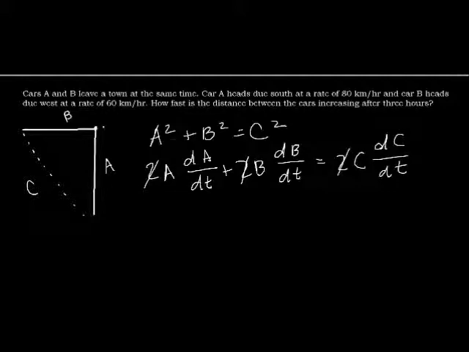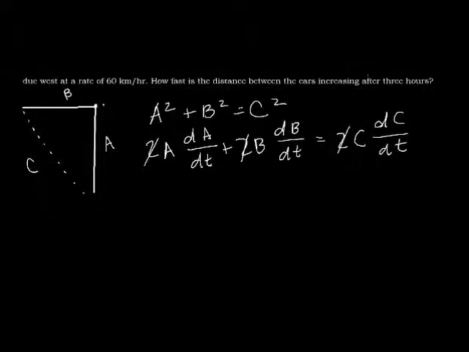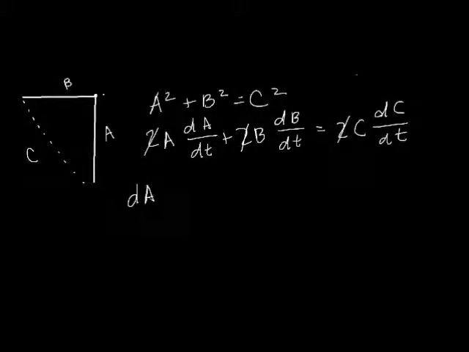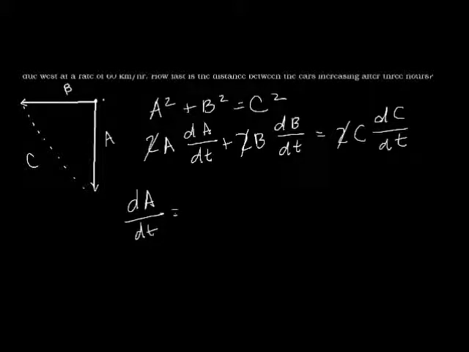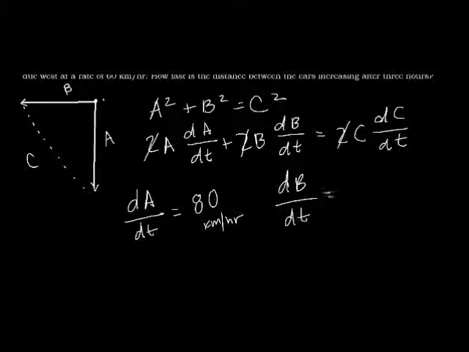So what do we know? We know that dA dt is the rate at which A is leaving town, and the problem tells us that it's going 80 kilometers per hour. So dA dt is 80 kilometers per hour. And then dB dt is the rate at which car B is leaving town, so that was 60 kilometers per hour. And then dC dt is what we're trying to find.